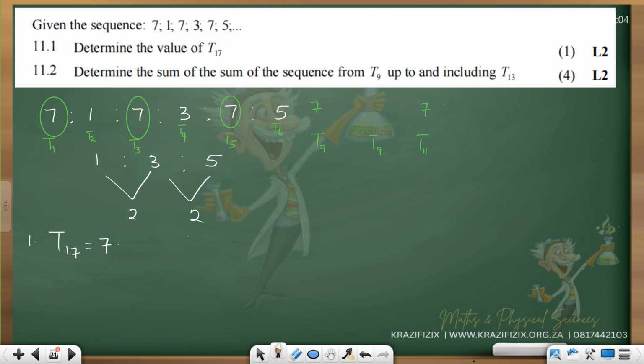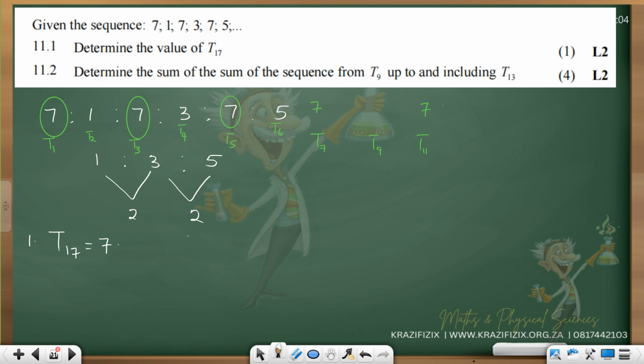Sir. Yes, Kutlwano, how are you? Since you said 17 is an odd number and it's equal to 7, I thought see what you did, sir. You don't see what I did? I see what you did, sir. Oh, okay. Now you're okay. Yes. So we're saying all odd terms are 7.